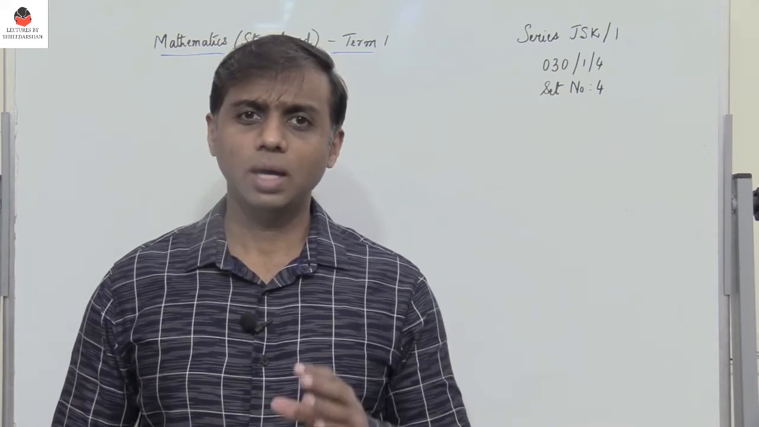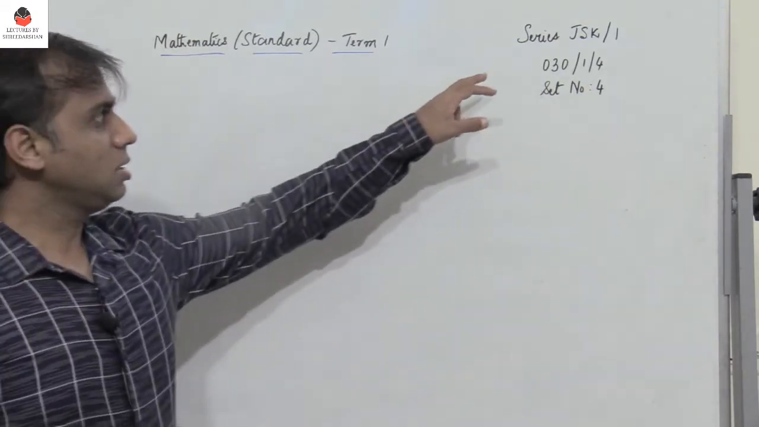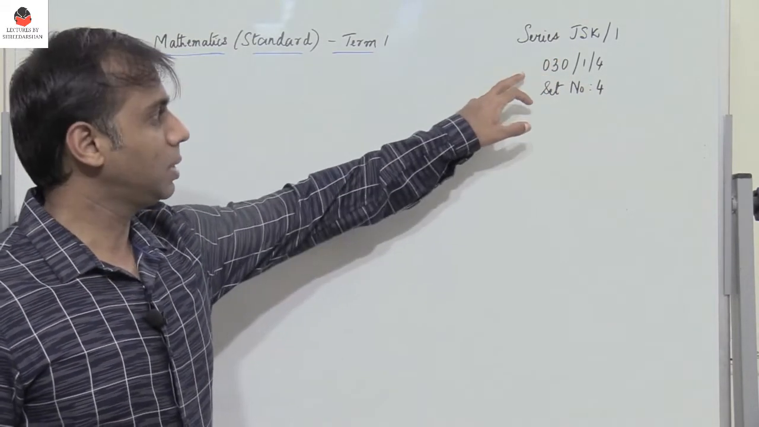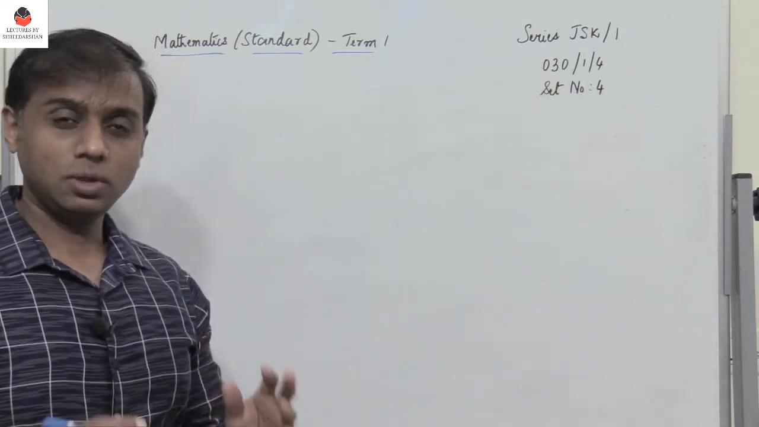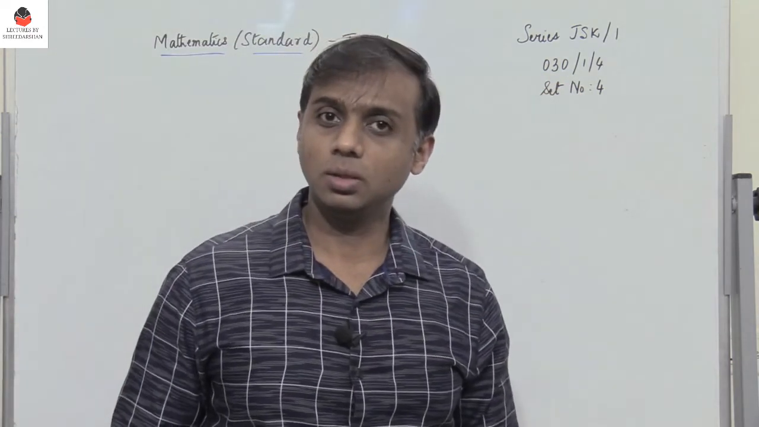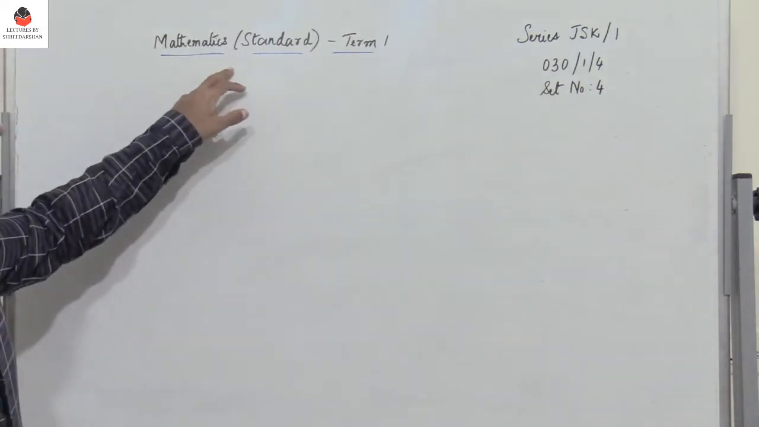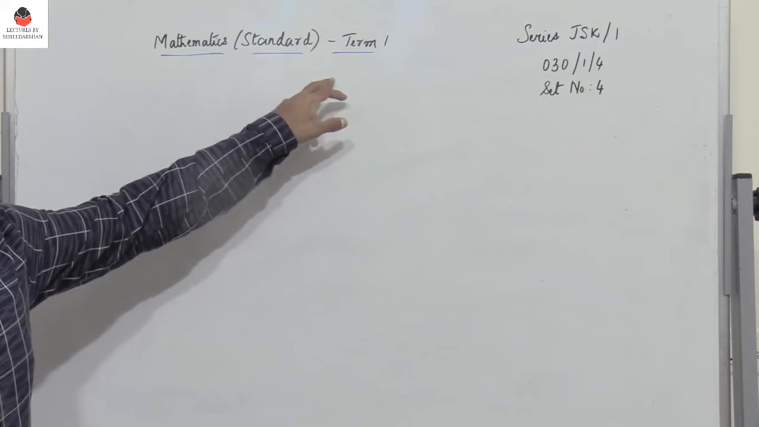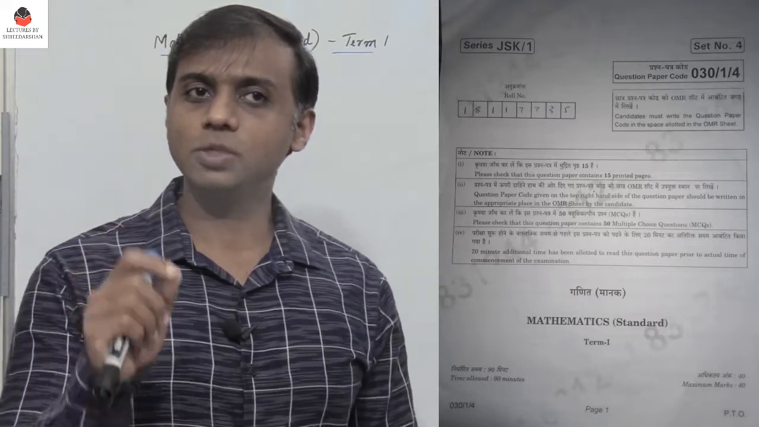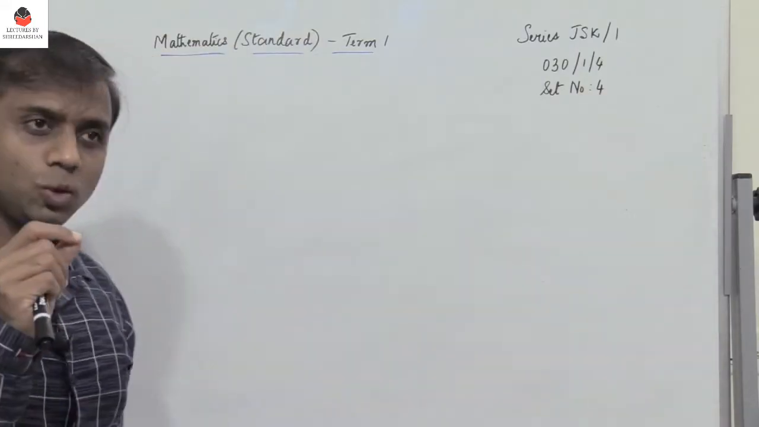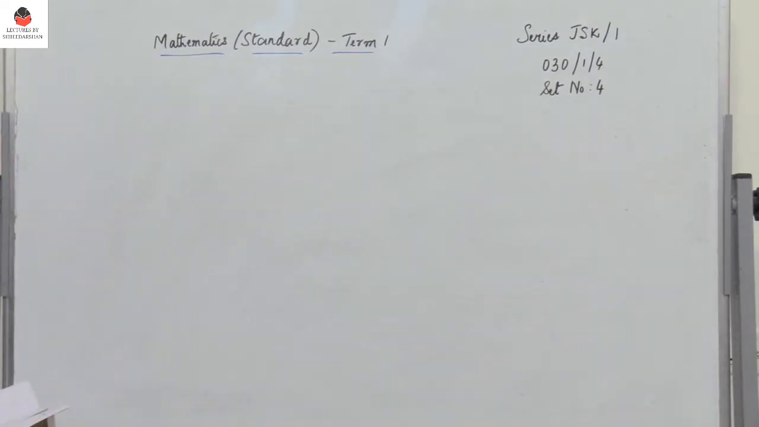Hello students, I'll very briefly be solving the question paper, that is series JSK 1, code number 3014, set number 4. The examination which is conducted today on December 4th, 2021, Mathematics Standard Question Paper, Final Examination Term 1. I'll briefly go through the solution of each of the questions, so that you will be able to identify where you have gone wrong also. So let's begin with question 1.